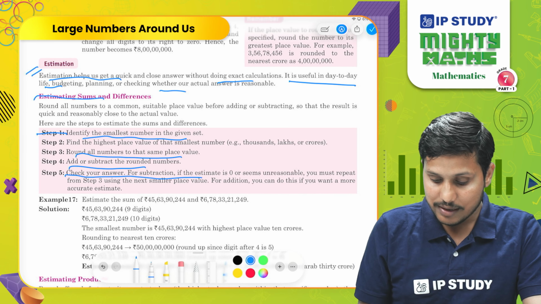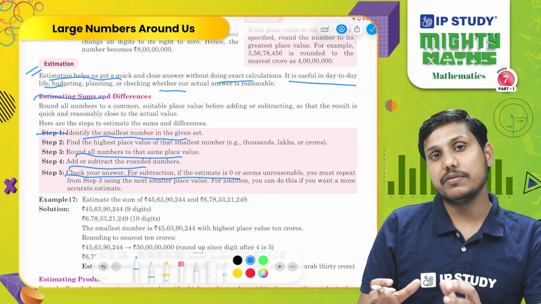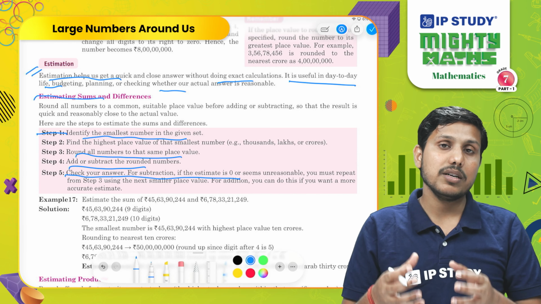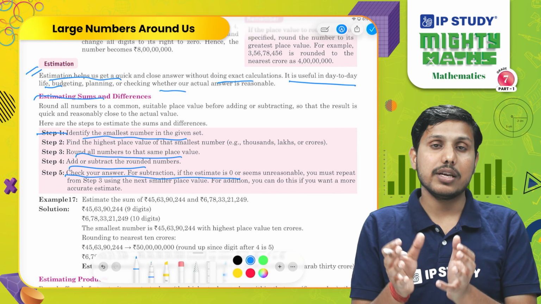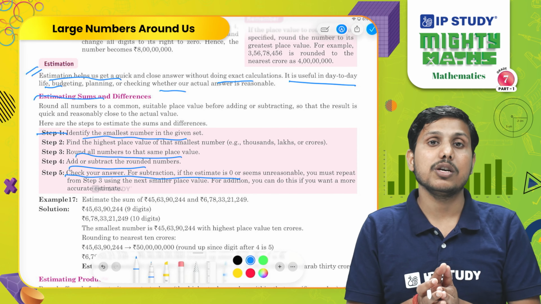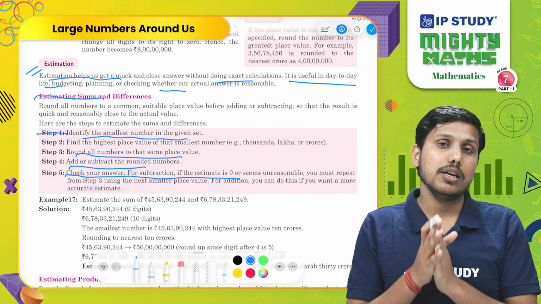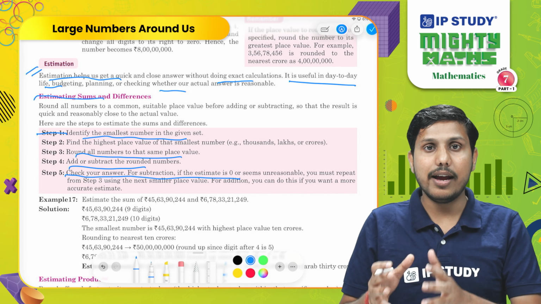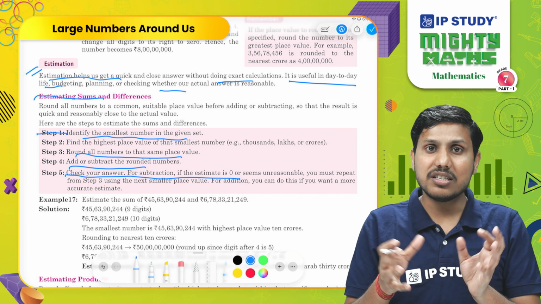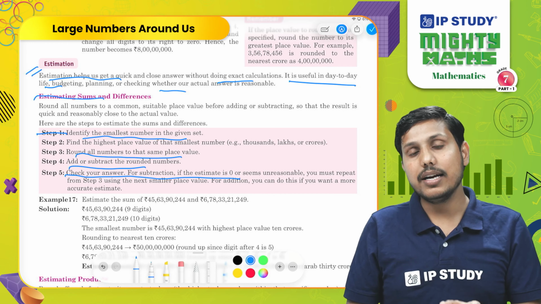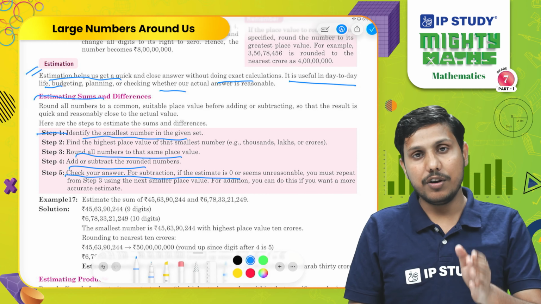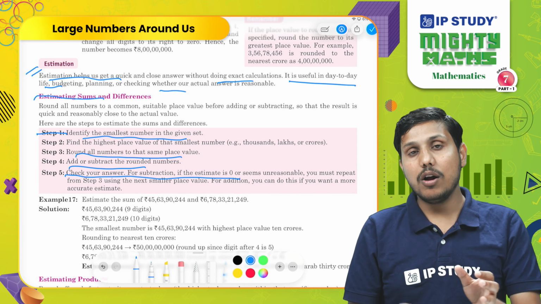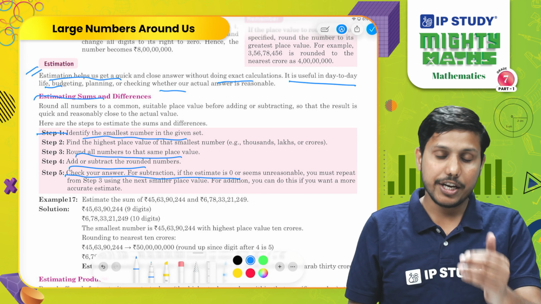Check your answer. For subtraction, if the two numbers have the same number of digits, some scenarios can give us 0 as the estimated difference, because if the numbers are quite close to each other, it can happen. In that case, we need to round off to a lower place value. So I am reminding again that these are not strict rules that we need to follow. It just depends upon the situation. If we need accuracy, we need to choose the lower place values. But for solving questions in general, we need to follow these steps.